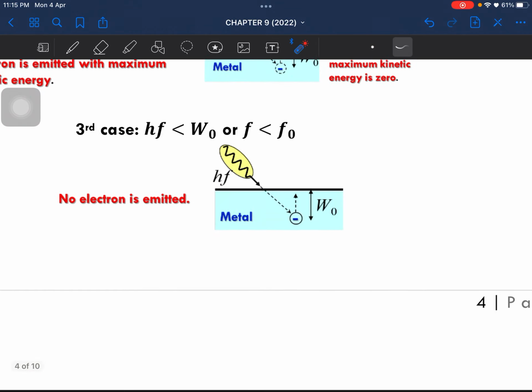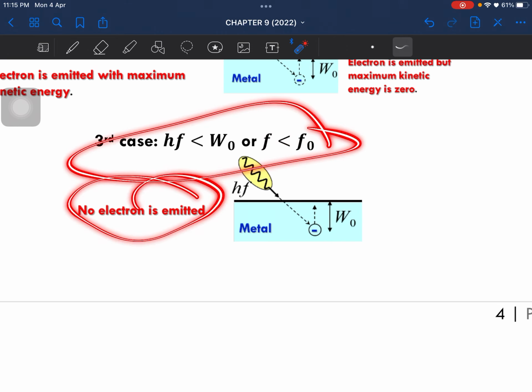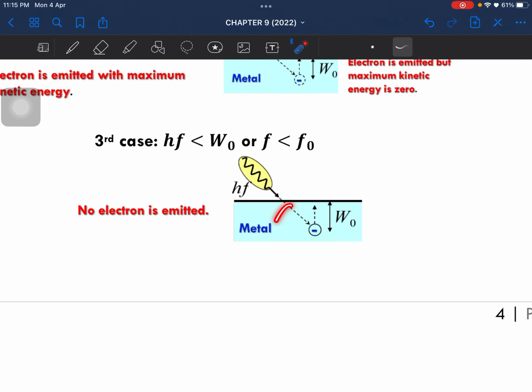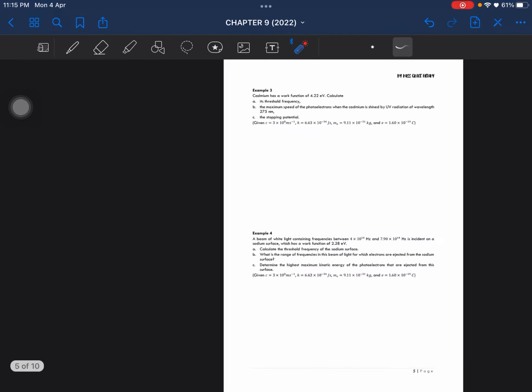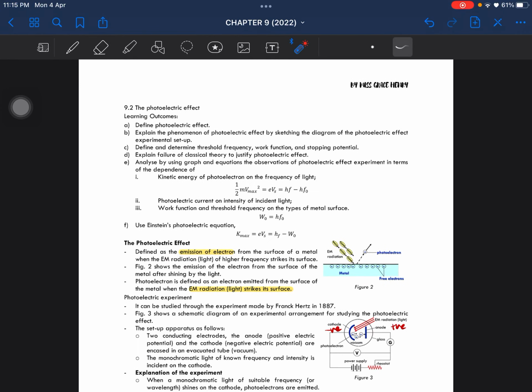The third case is when the energy is less than the work function, or the frequency is less than the threshold frequency. If this is the case, no electron will be emitted, so it stays in the metal. Alright, so that is the second subtopic.